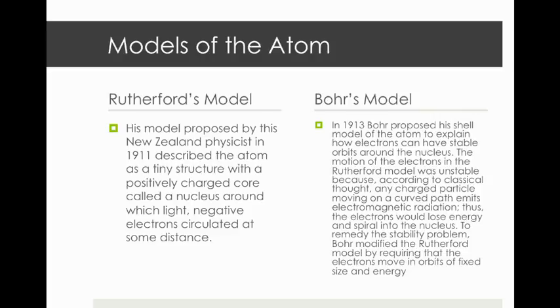Bohr's model in 1913, rather quickly after Rutherford, maintained that the electrons still went around these nucleuses, but they went in specific orbitals, specific levels, specific distances from the nucleus.